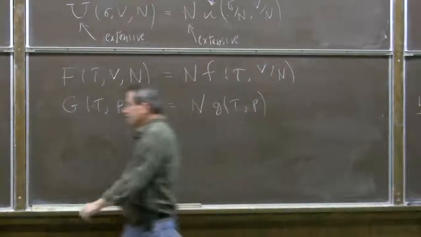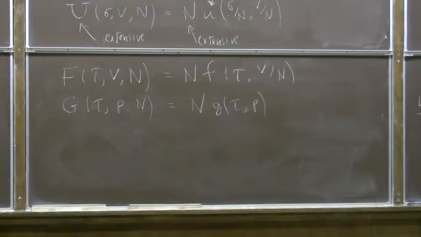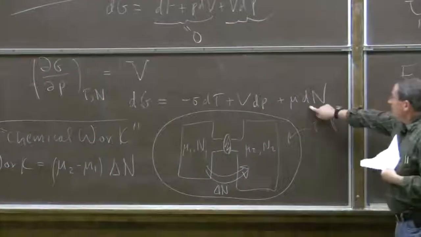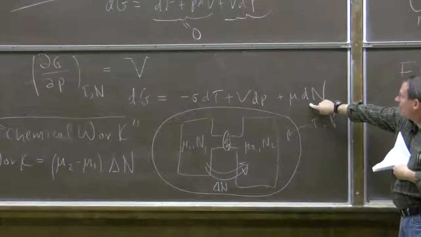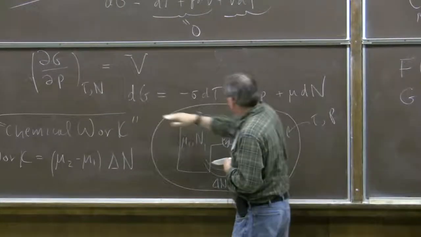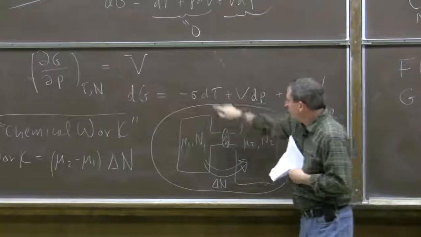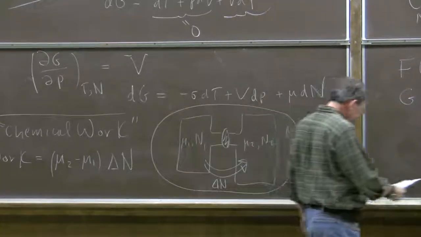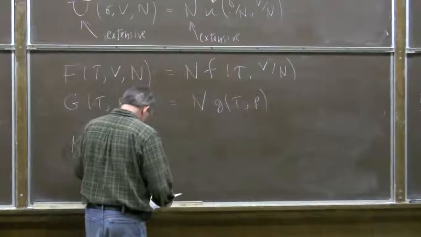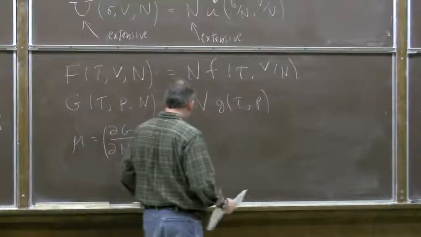Now the chemical potential, according to this version of the thermodynamic identity, is the same thing as the derivative of Gibbs free energy with respect to number of particles if we keep pressure and temperature fixed. So I can write mu as dG/dN at constant temperature and pressure.